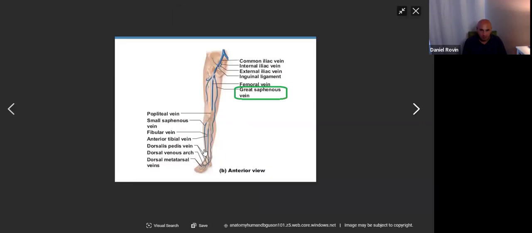Here you've got that fibular vein coming back up. Here you've got the anterior tibial vein going back up. And here you have the great saphenous vein going all the way back up. This is bringing blood back toward the heart. And when that blood gets to the femoral vein, it dumps into the external iliac vein. The external iliac vein meets with the internal iliac vein, and they both dump into the inferior vena cava.